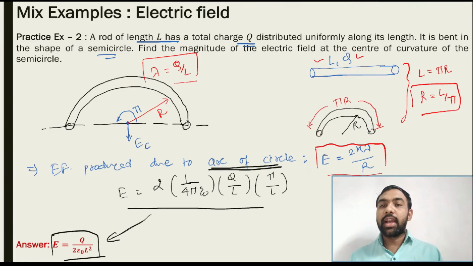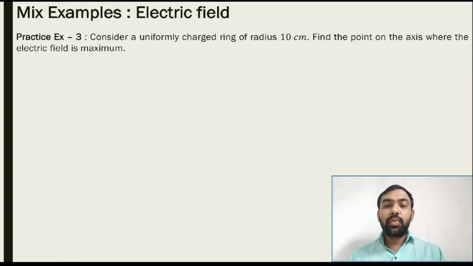What is the equation of this concept? Electric field E is equal to K lambda upon R. So you get the answer directly. Okay, all of you note this example, then after that we go to the next one. Let's see the next one.